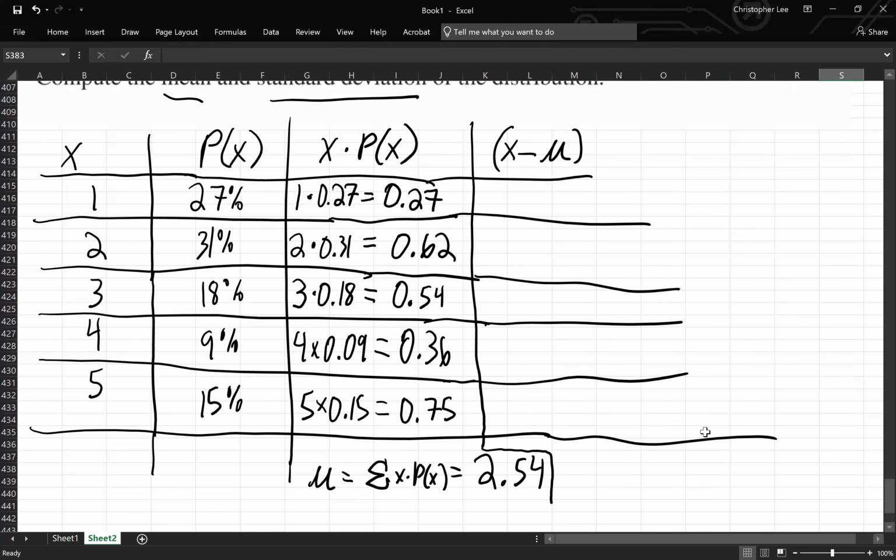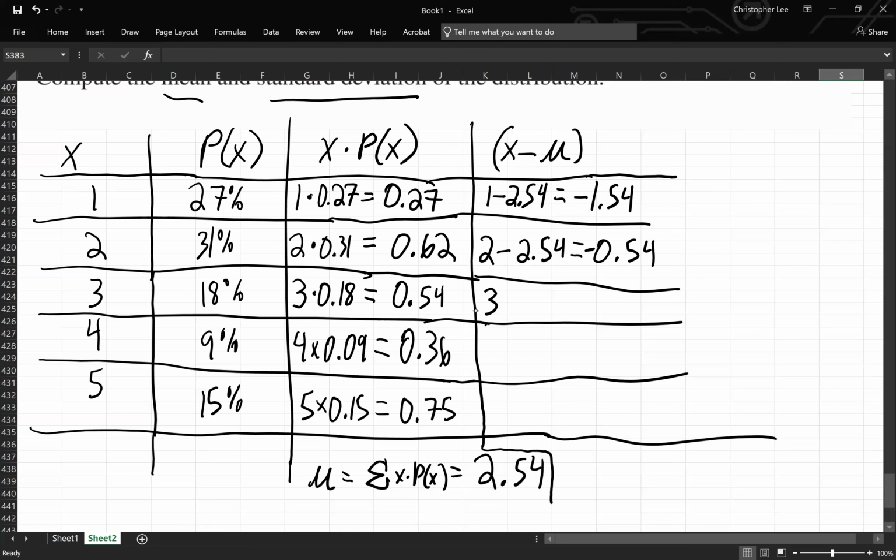That's our standard deviation formula right there. So the first thing I need to do is subtract the mean from all the x's. For example, the first one is going to be 1 minus 2.54, which gives me negative 1.54. Little subtraction, that's it. The next number is 2 minus 2.54, which is negative 0.54.